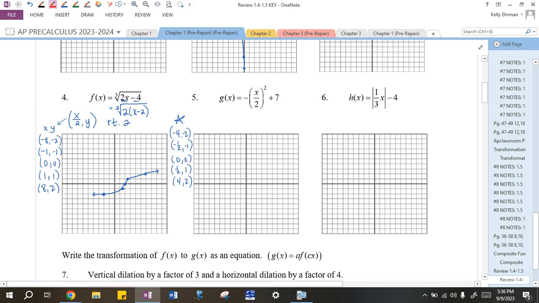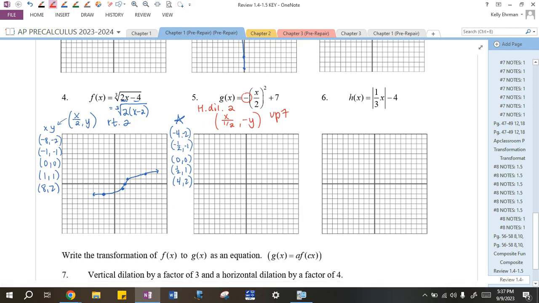All right, number 5 is an x-squared graph. It's been reflected across the x-axis. We have a horizontal dilation of 2 because there's a 1/2 here. So what am I talking about? Every x value gets divided by 1/2, and every y value gets the opposite sign that it had. And then after we do that, we'll go up 7.